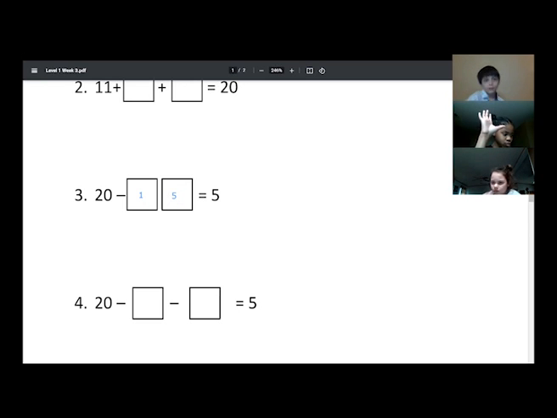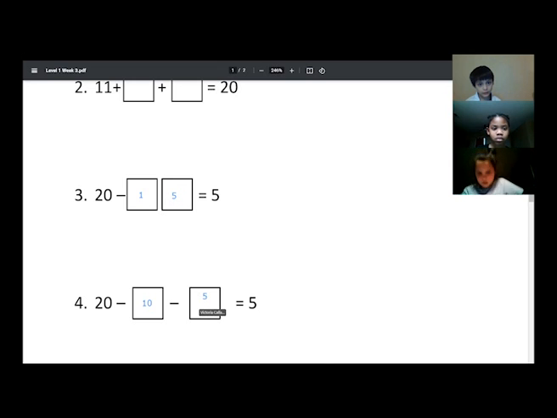Austin, what do you have? 20 minus 10 minus 5 equals 5. Yeah, that's very good. And the directions don't say that you can't put 2 numbers in one box. So that's really smart of you to do that. Great job on that. So, does anybody else have an alternative answer?